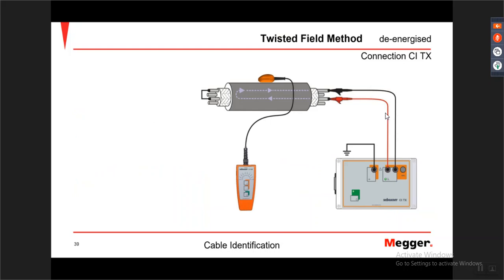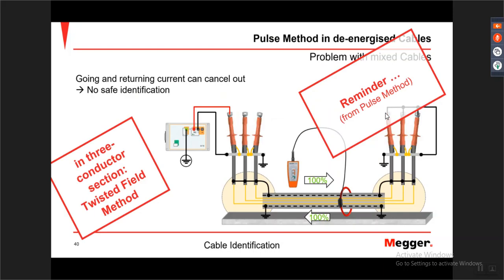Connections from the transformer. The red goes to one core, the black goes to another core. At the far end, you loop the two cores together. This will give you your positive and negative flow. Going and return current can cancel out.